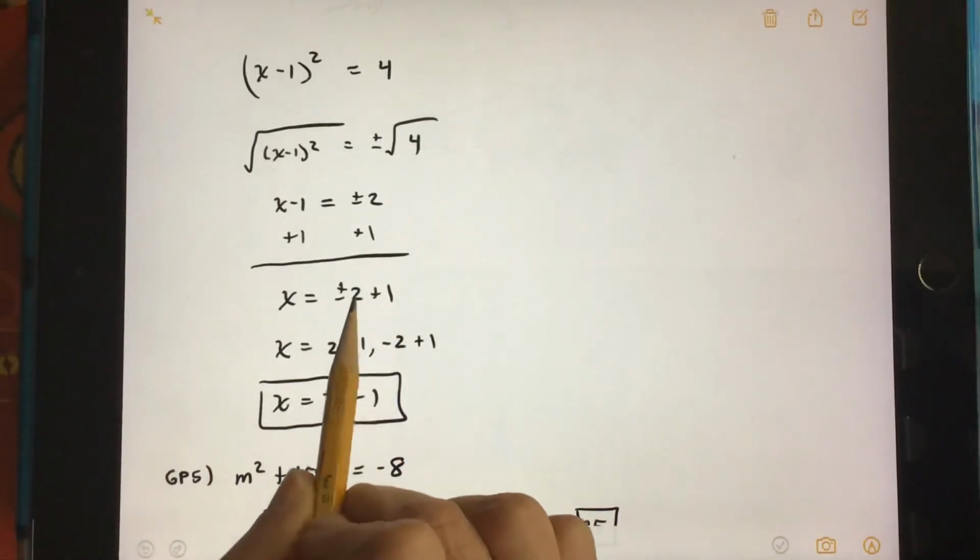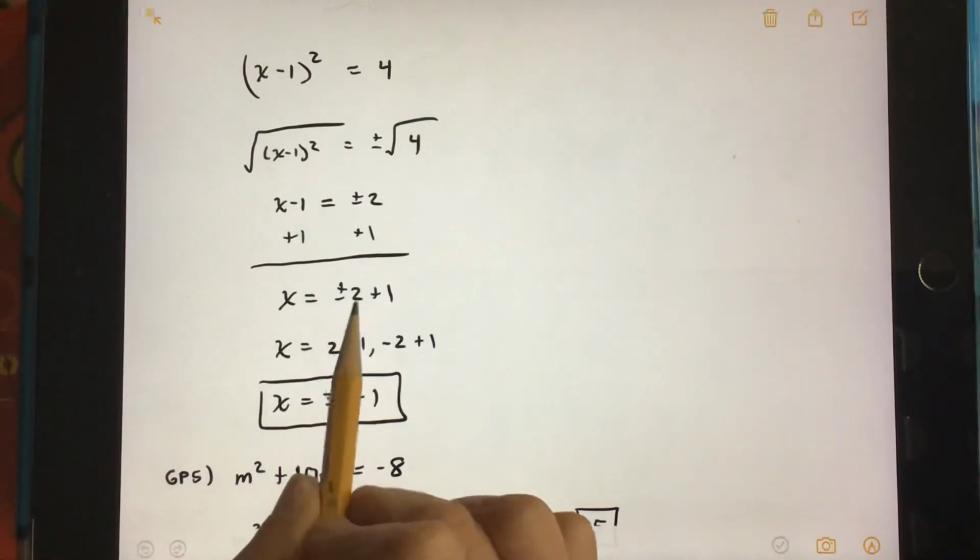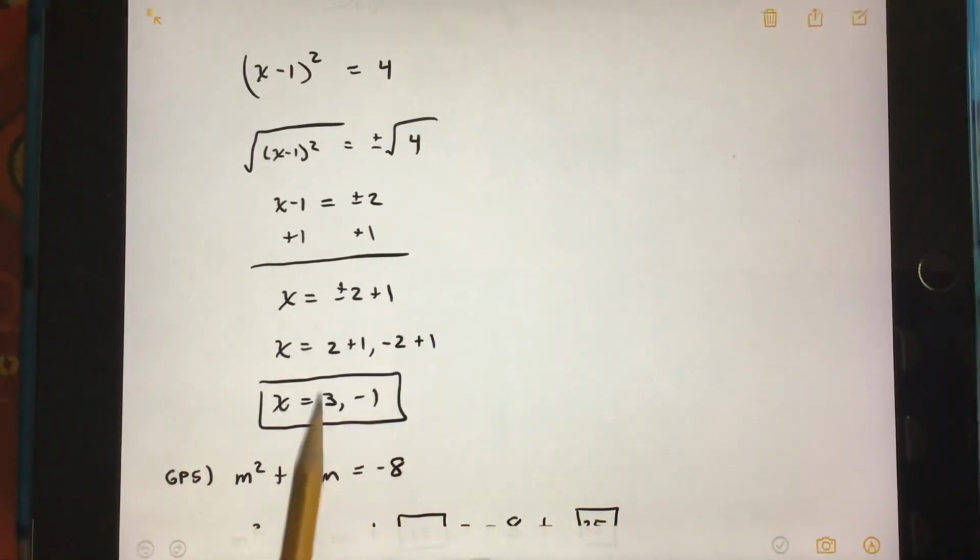We're going to break it apart into 2 plus 1. There it is. Negative 2 plus 1. There it is. 2 plus 1 is 3, negative 2 plus 1 is negative 1, and that completes guided practice 4.